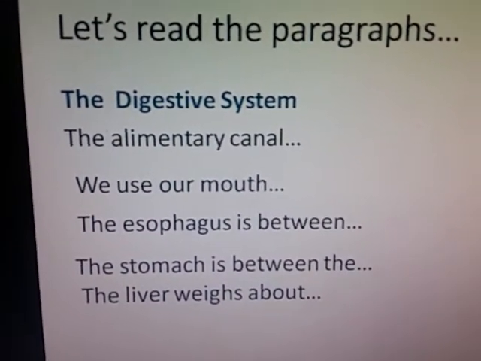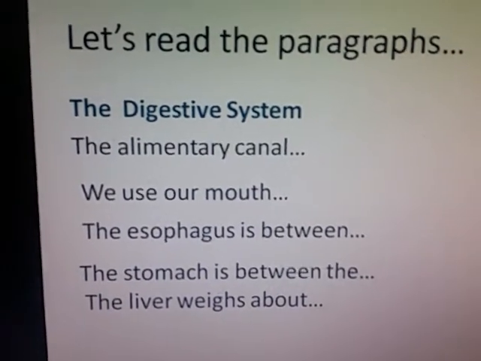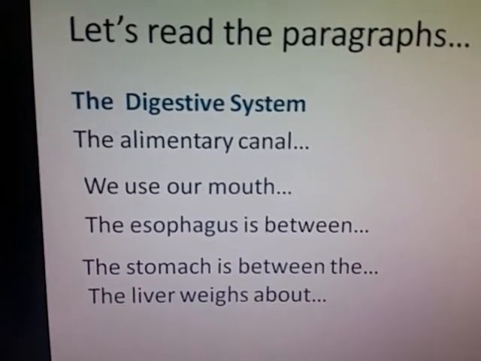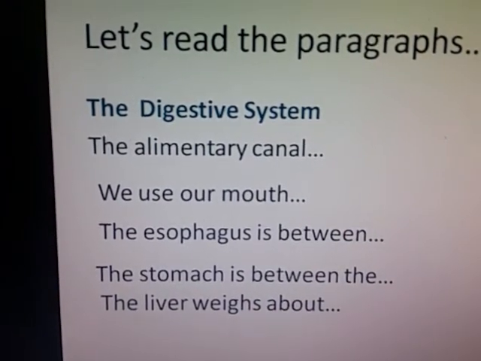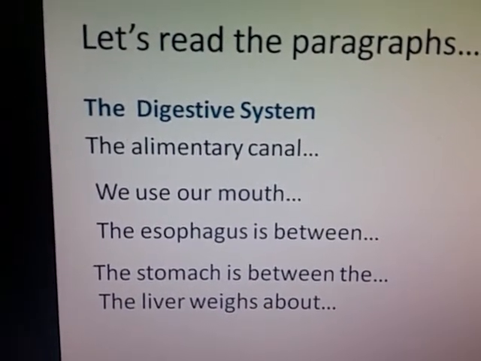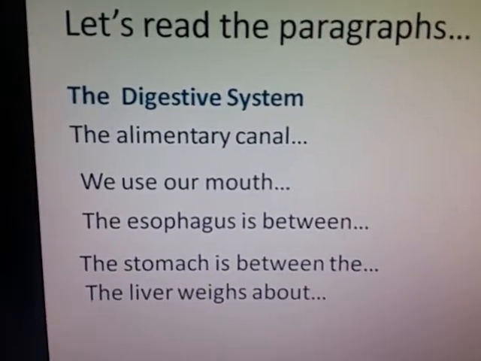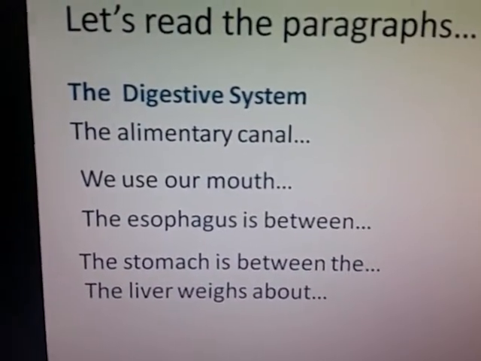Let's continue. In the digestive system, it helps in the digestion of fats in the small intestine. The gallbladder helps the liver digest fat. Fat is the English for grasas, don't forget.